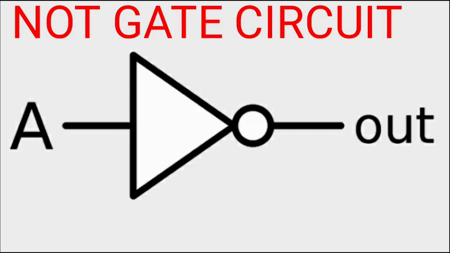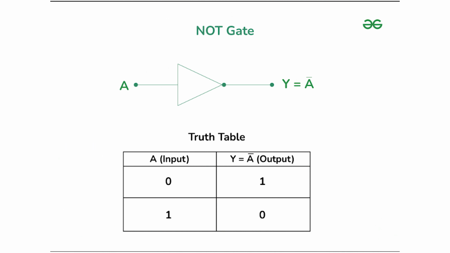The last basic gate is the NOT gate, also known as an inverter. It outputs the opposite of the input. If the input is 0, the output becomes 1. If the input is 1, the output becomes 0. This behavior is important in digital systems where signals need to be flipped or inverted. We will use the 7404 IC, which contains 6 individual inverters that we can test.